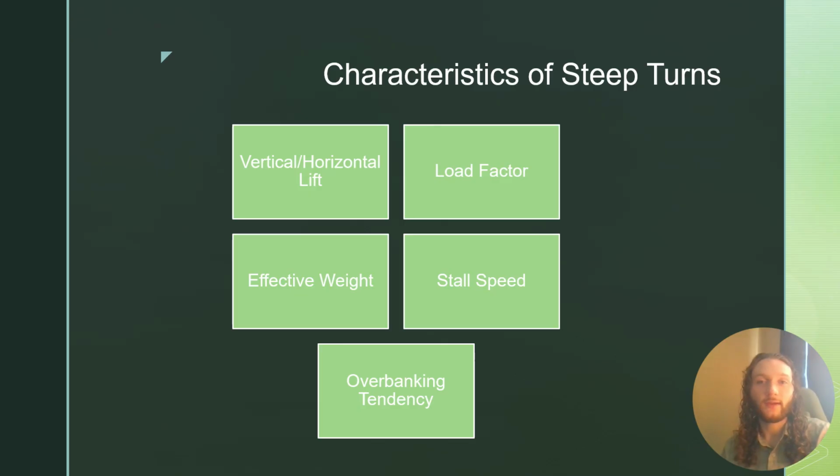At a bank of 45 degrees, your load factor is 1.41, and at 60 degrees, your load factor is 2.0, which essentially means the effective weight of your aircraft at 60 degrees has been doubled. And because of the load factor, it also increases the stall speed. The Airplane Flying Handbook says that an aircraft that stalls at 50 knots in straight and level flight can stall at 70 knots in a steep turn at 60 degrees.